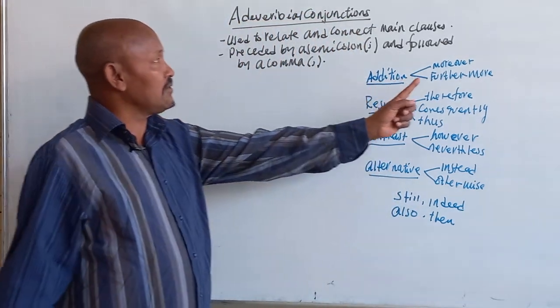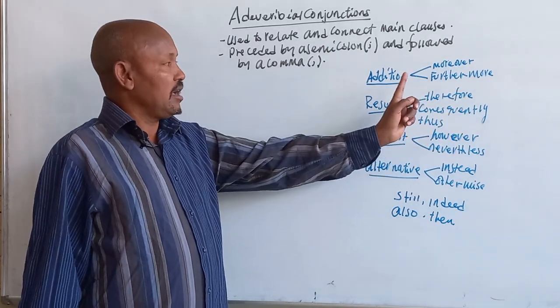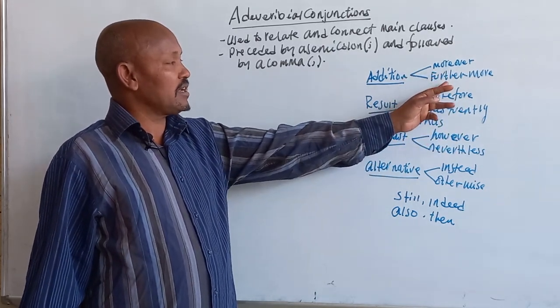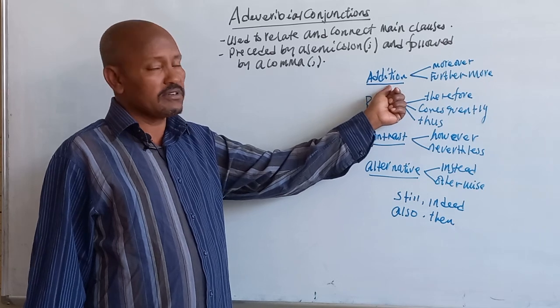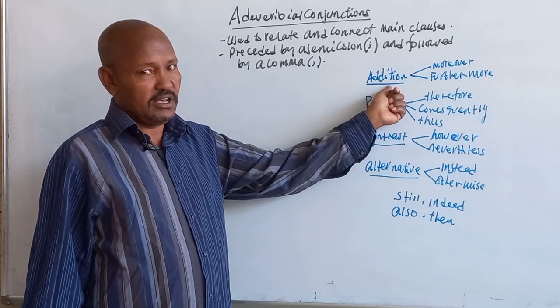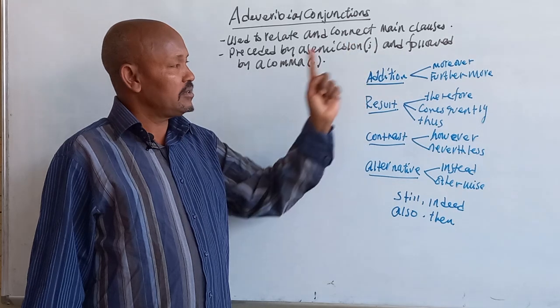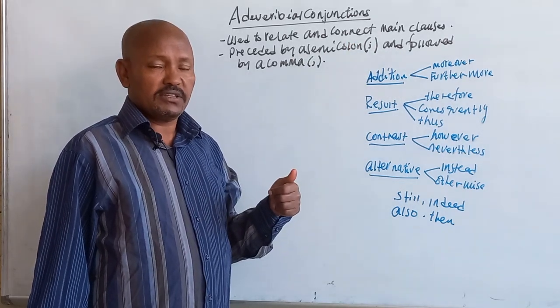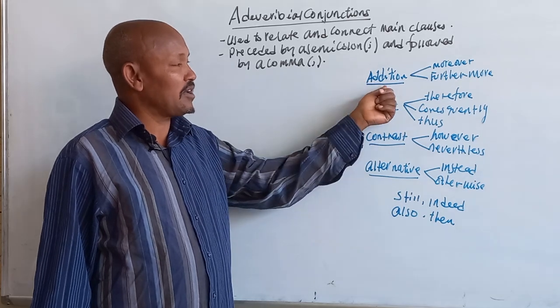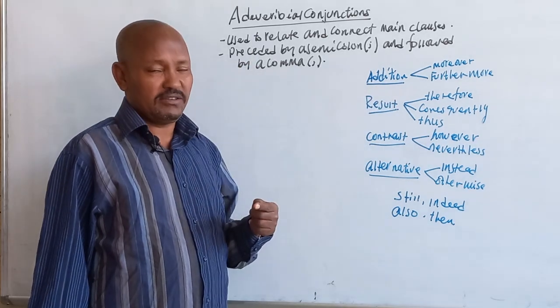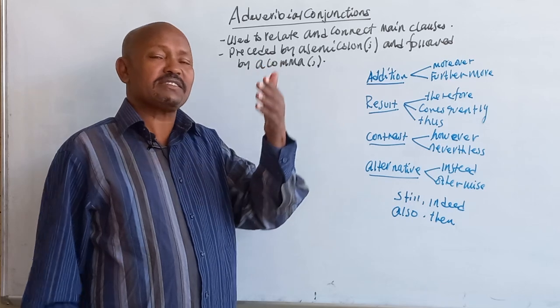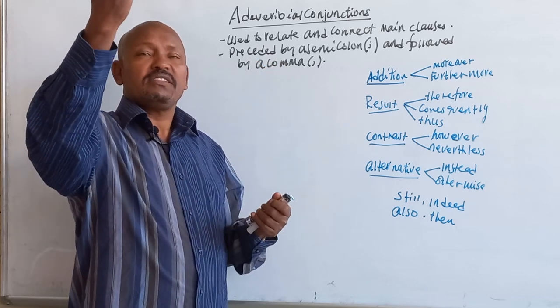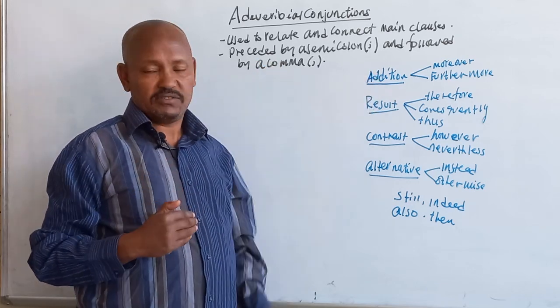These are the only adverbial conjunctions, the only adverbs: moreover and furthermore. They are called adverbs of addition. Besides, in addition to, all right, they are called adverbs of addition. What does adverbs of addition mean? The second idea is the addition of the first one, so addition.